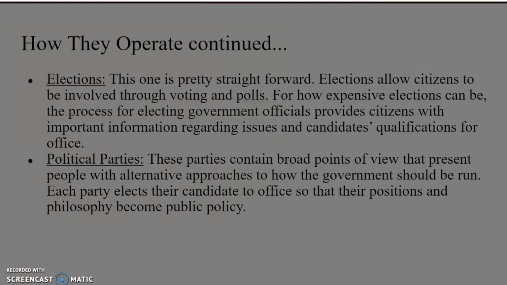How they operate continued. Elections. This one is pretty straightforward. Elections allow citizens to be involved through voting and polls. For how expensive elections can be, the process for electing government officials provides citizens with important information regarding issues and candidates, qualifications for office. Political parties.